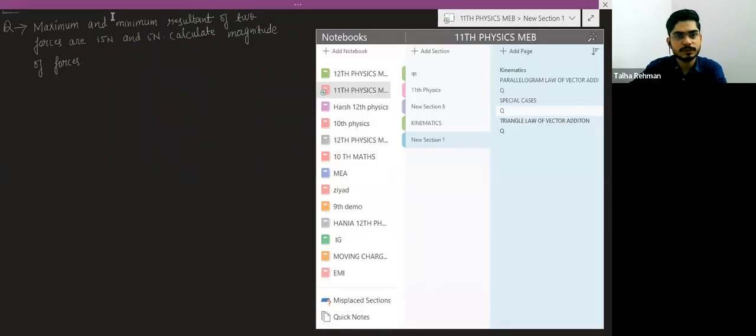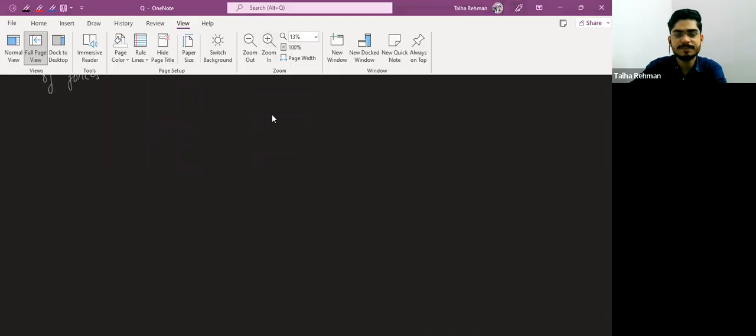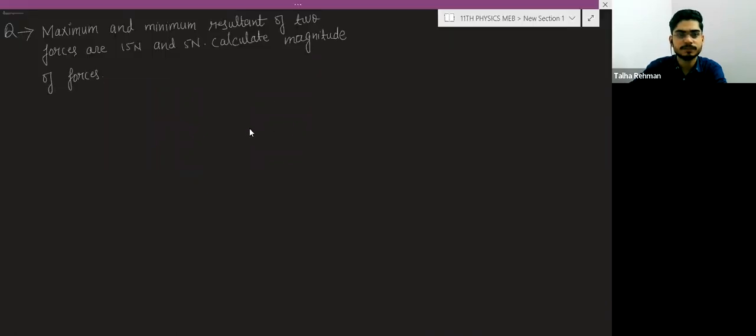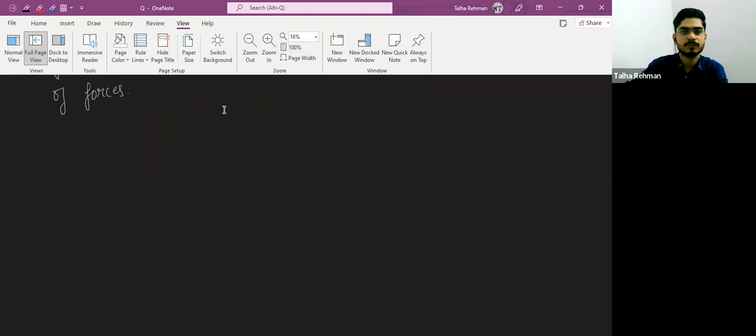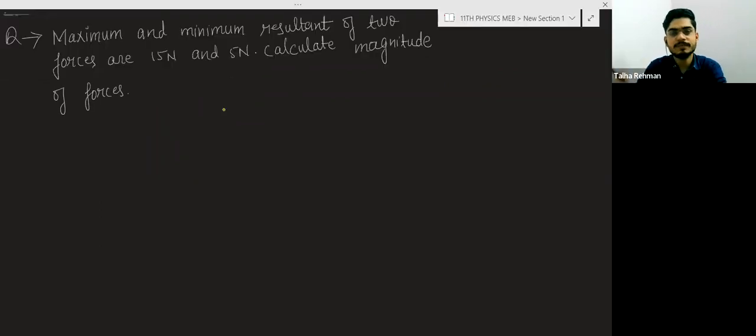So this is the question. Very simple and an easy question. They are saying the maximum and the minimum resultant of the two forces are 15 Newton and 5 Newton. Calculate the magnitude of the forces.